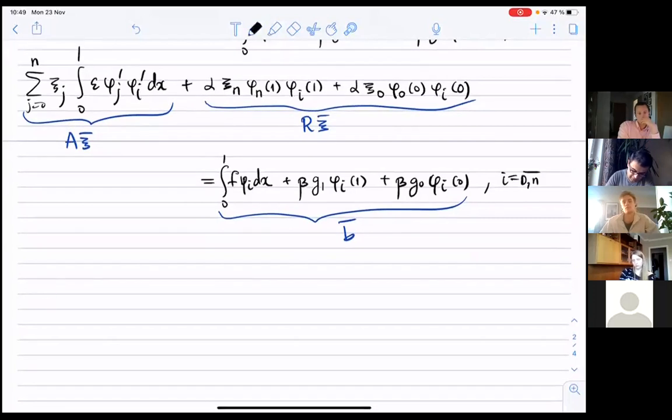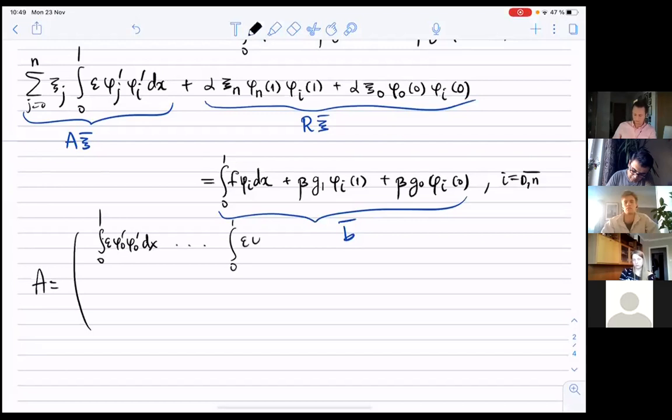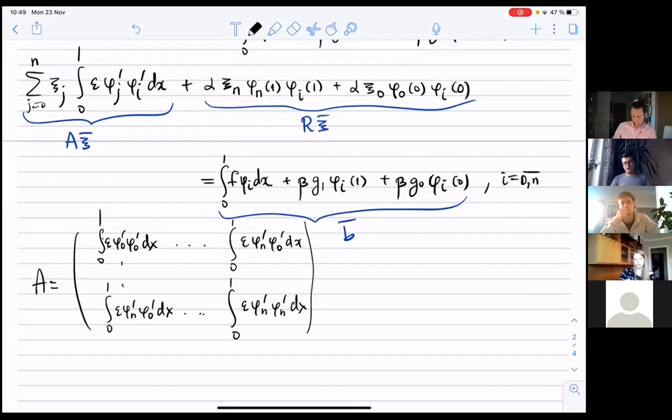Just a quick reminder, what is A? A is this type of integrals: epsilon phi 0 prime phi 0 prime dx, and so on, and the last one, epsilon phi n prime phi n prime dx. The usual matrix.